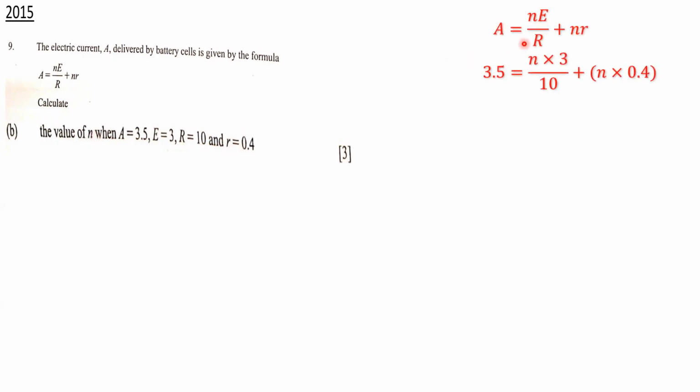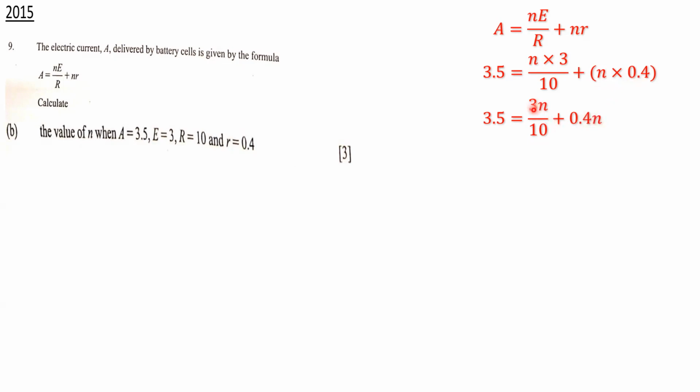Notice that A is 3.5, n is, well, we don't have n, that's what we're trying to figure out. Capital E is 3, capital R is 10, all right? We do not have the value for n, that's what we're trying to make the subject. And small r, we have 0.4. Okay, so let's multiply. 3 times n is going to be 3n. And n times 0.4 is going to be 0.4n.